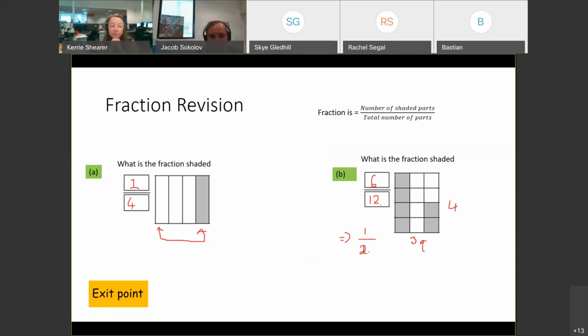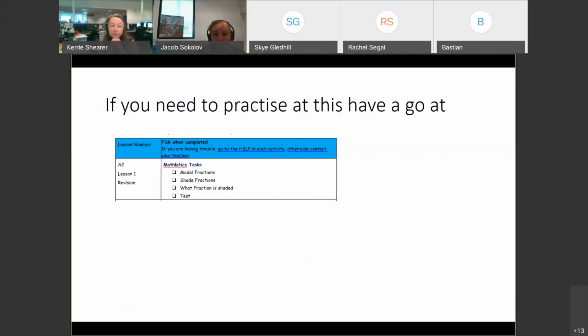Okay. If you need to do your fraction stuff and you need practice, please have a go. This is in lesson 1 of the revision. And that'll reinforce the concept that we've just taught you if that was the first time you've seen it.